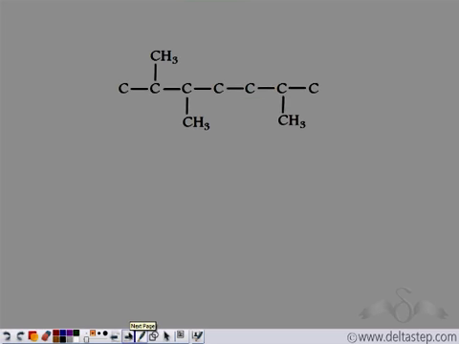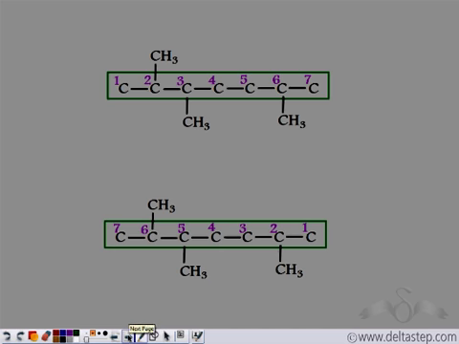Now let's take another example. We have an organic compound. We have to find the prefix. Let's select the longest carbon chain. So this is our longest carbon chain. Let's start numbering. We can number it either from the left or from the right. If we number it from the left, we have 2, 3, 6. So these are the three positions at which the three methyl groups are attached. Since now we have three methyl groups, we use the prefix tri.